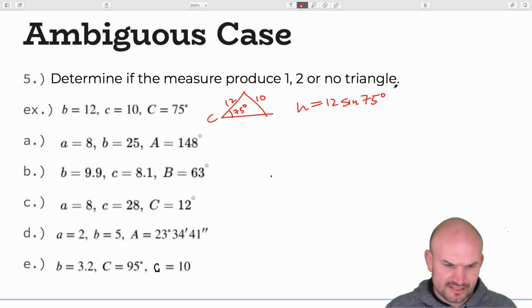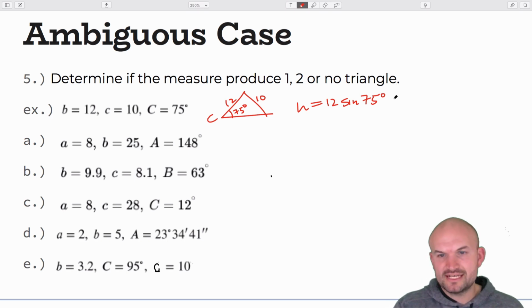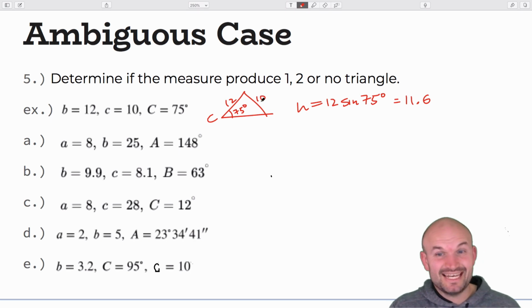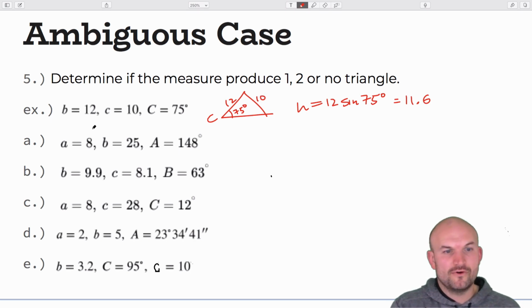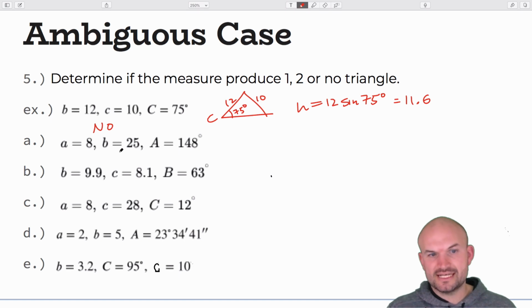And let's see, that's going to be 12 times the sine of 75. That equals 11.6. Okay, so you can see that 10 is shorter than the height. So therefore, no triangle exists.